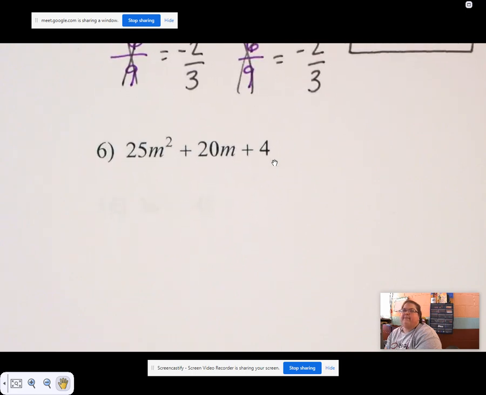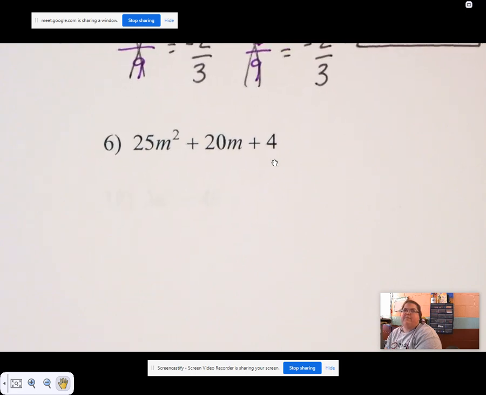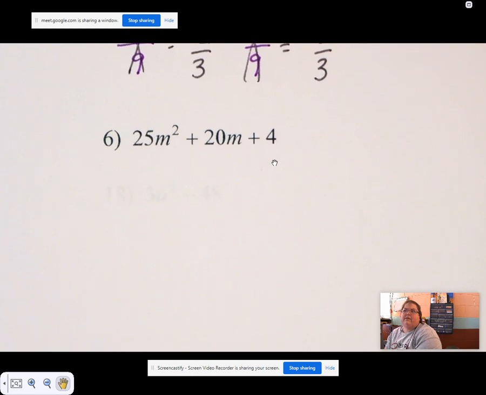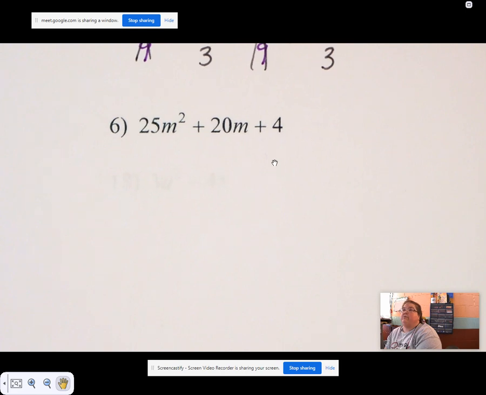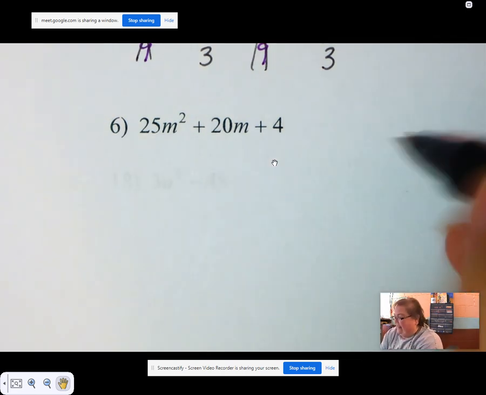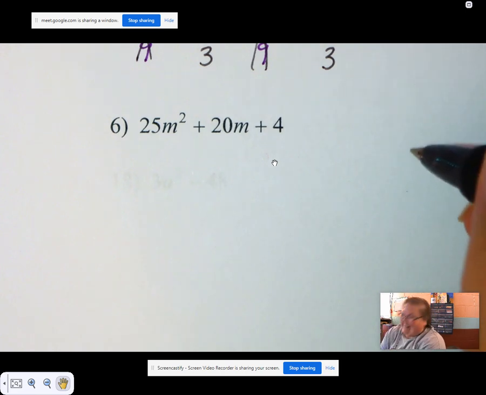You have any questions yet? Has anybody found the pattern yet? I don't want you to say it, but you think you have it? Okay. Because I want you to be able to look at number 6 and go ahead and write the binomial. Maybe. Okay. I like it.